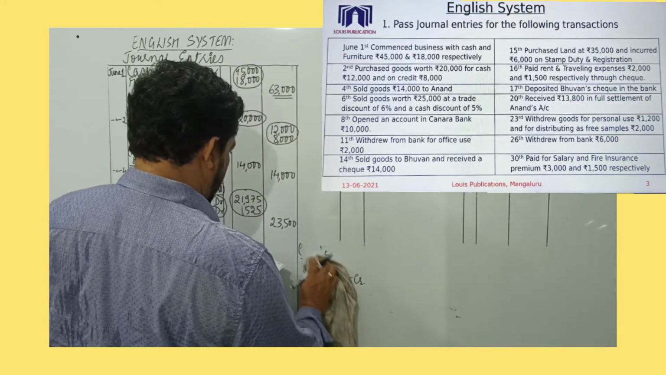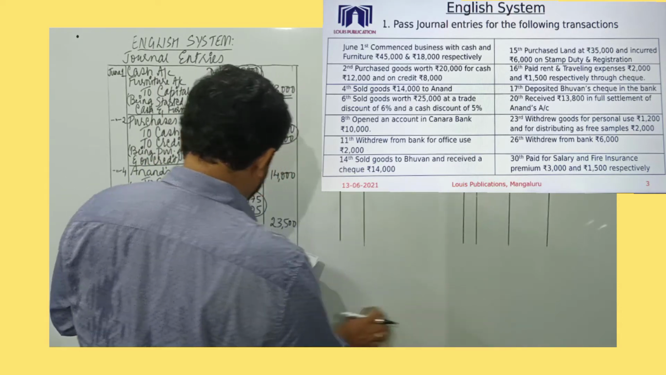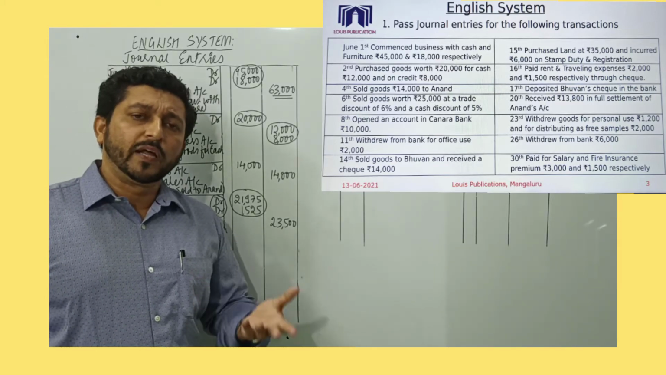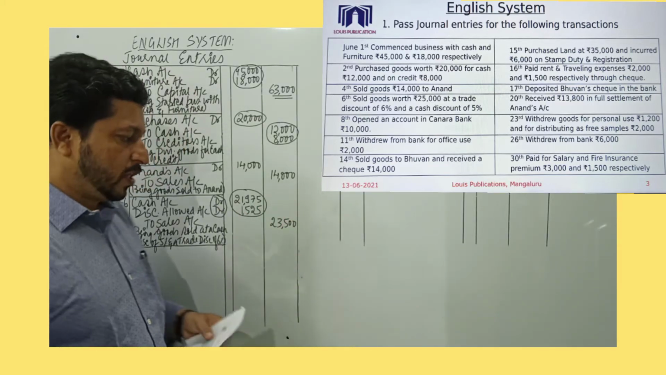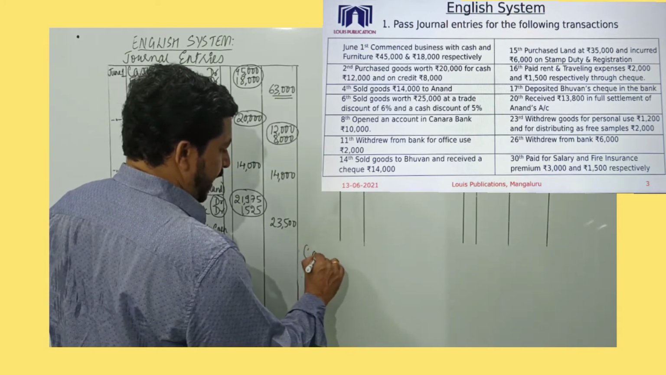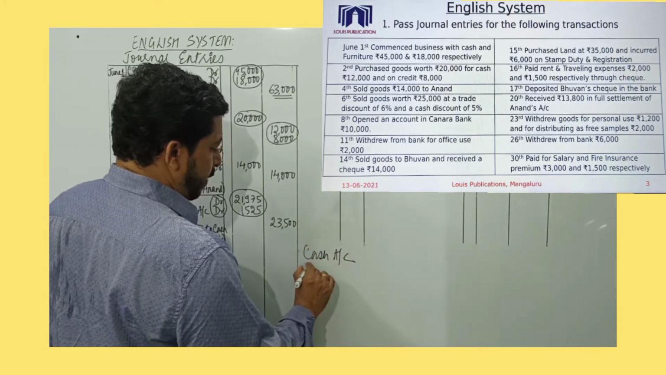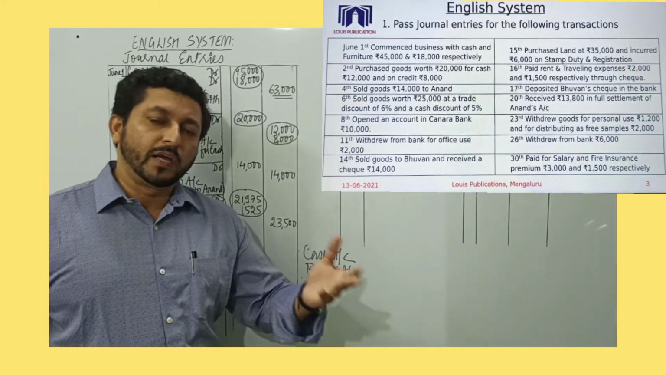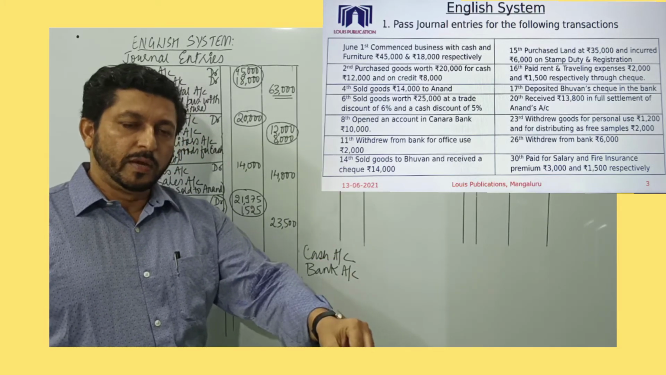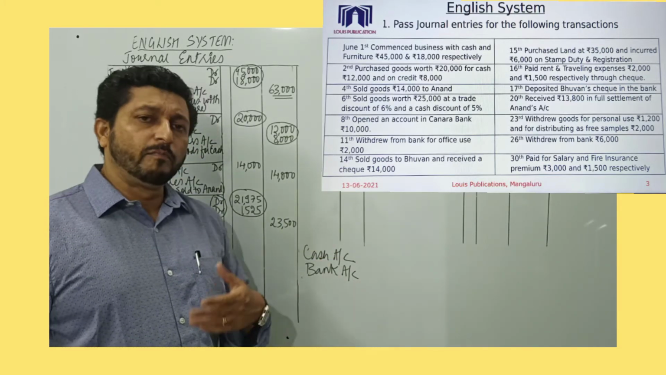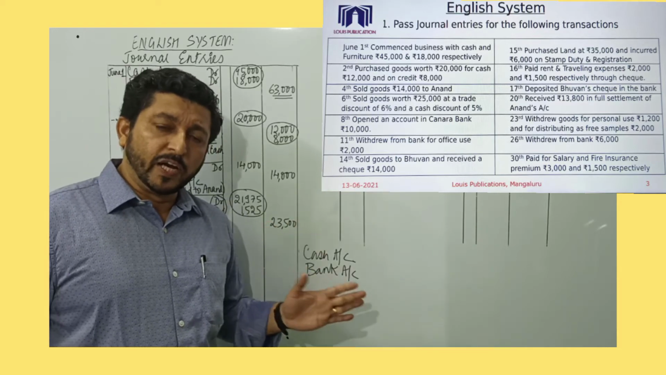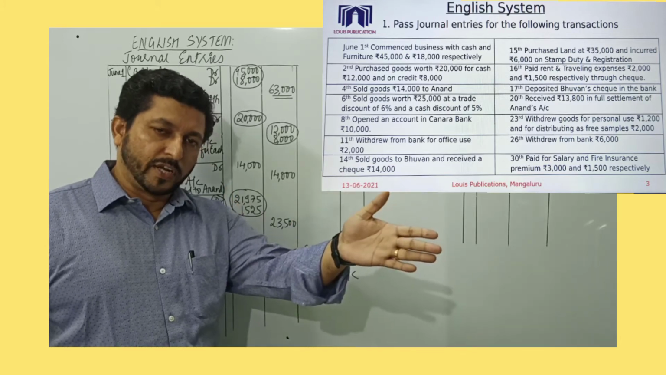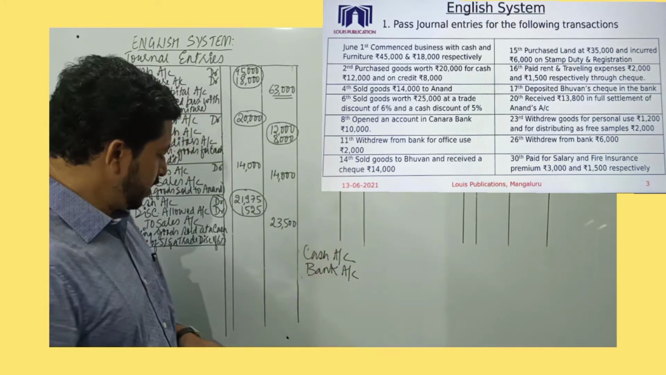Let's move to the next transaction, that is June 8th. The transaction given is opened an account with Canara Bank. You know, when you open an account, you have to deposit money. So the accounts present in the transaction, one is cash account, another one is bank account. Because you are opening a bank account, you are depositing money. So important point, you can write Canara Bank also. But if you have more than one bank, definitely names of the bank have to be written. But if you have only one bank, for example Canara Bank or State Bank, you need not write the name because it is understood.